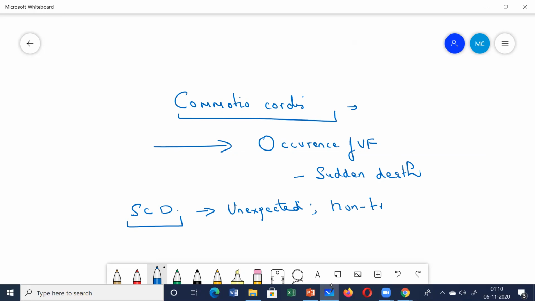Here there was a trauma, blunt trauma in Commotio Cordis. But in sudden cardiac death, it is non-traumatic. And usually it is presumed to be of cardiac causes occurring within a very short period of time, just 1 hour within the onset, within 1 hour. Therefore, the word sudden is used.